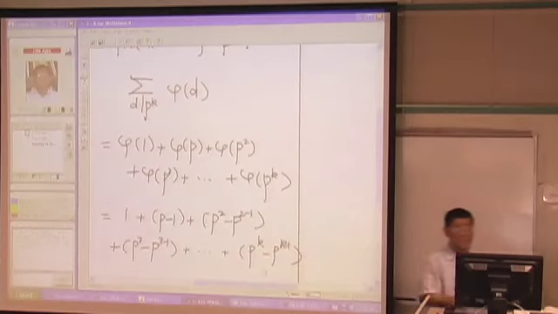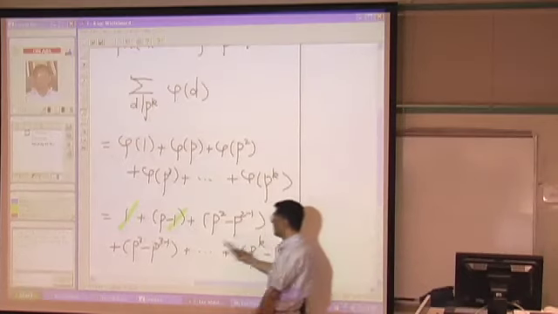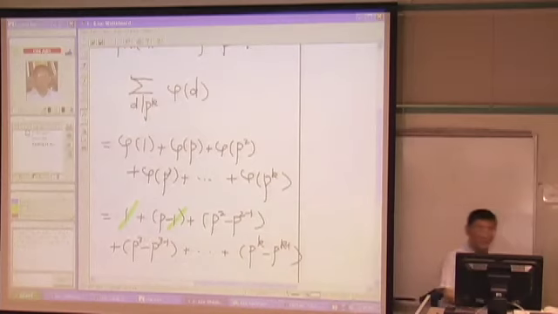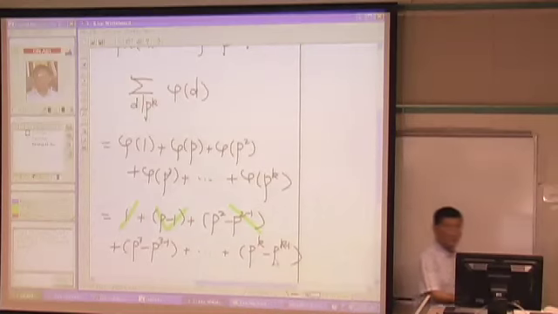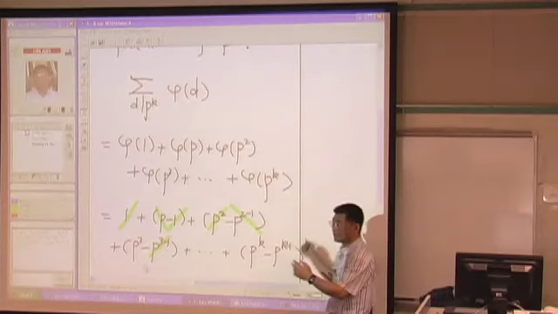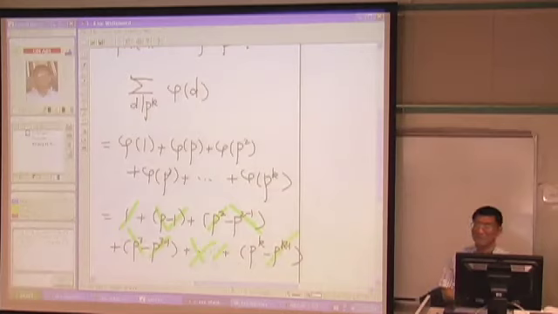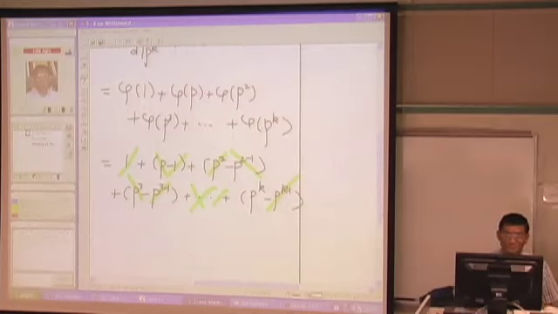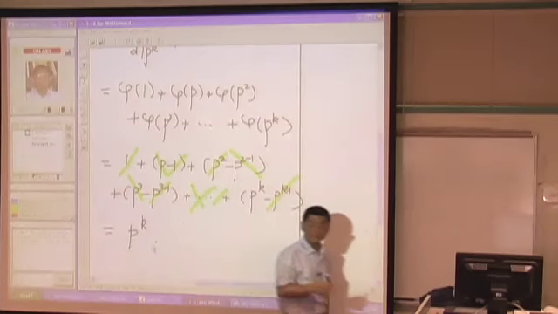Then, as you can see, we can cancel out this term and the following term. And then we can cancel out this term and then this term, and again this term and then this term. So it's a telescoping sum, and we cancel out this way, all the way up to the end, and in the end, all we get is p to the power of k. So on the exam, when I ask you to prove this thing, all you need to do is prove this, and then by multiplicativity, done, right?